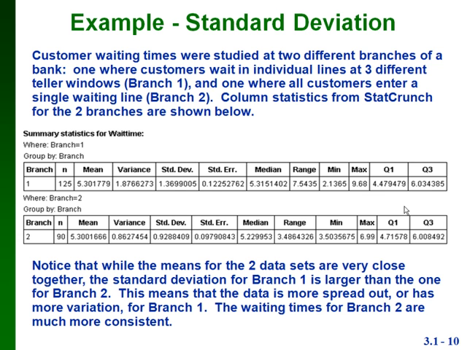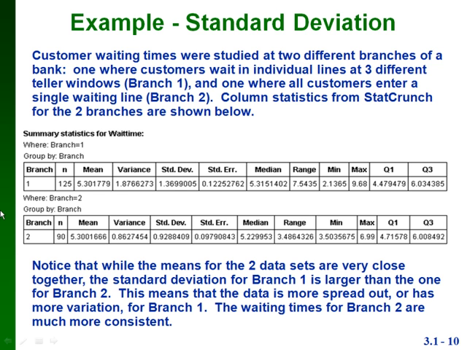So here are some statistics done with StatCrunch for the two branches. And these show a variety of different statistics about the samples from the two branches. Notice here that the means are very close to being the same. This one's 5.301 and this one's 5.300. So the means are very close together.